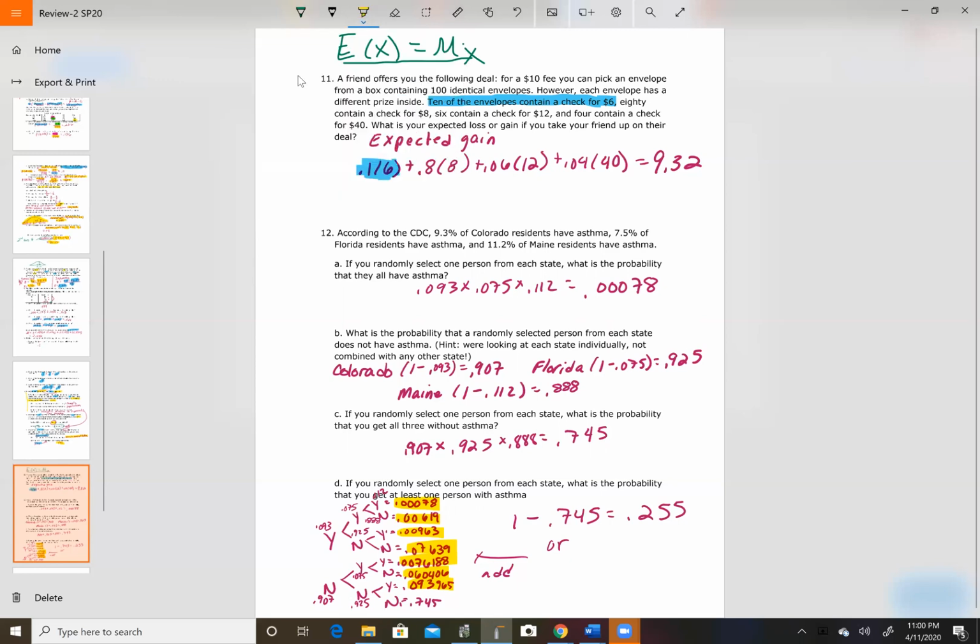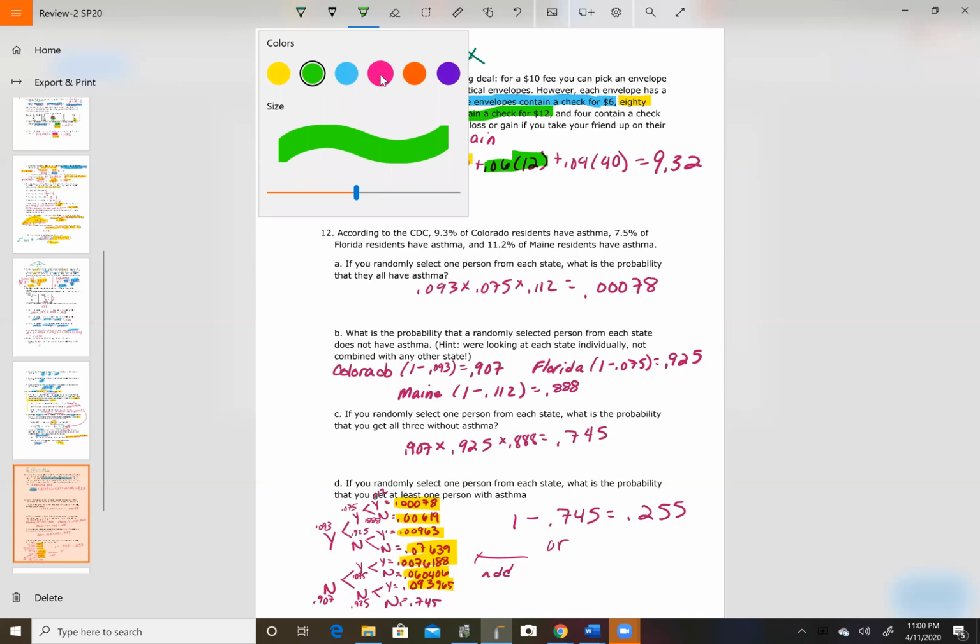So 10 envelopes contain a check for $6. That would be 10 out of 100 envelopes is where I get the 0.1, and 6 is for the $6. And here, 80 contain a check for 8. Well, 80 out of 100 is 0.8, and they each have $8, plus 6 contain a check for $12. So 6 out of 100 is 0.06, and they contain $12.